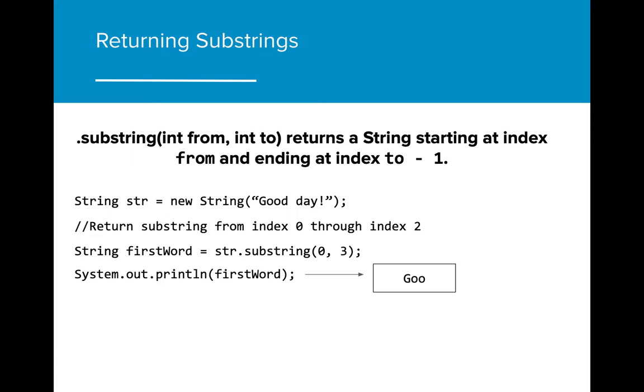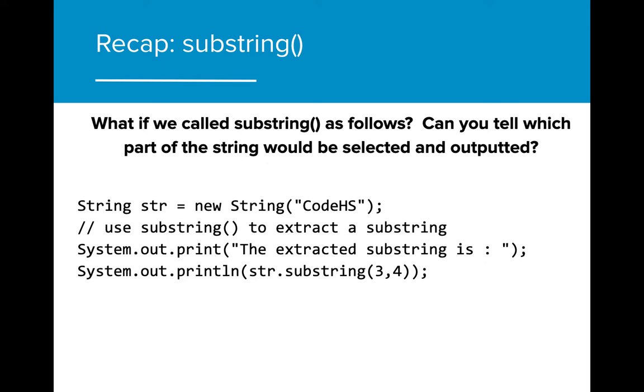The substring method returns a string starting at index from and ending at index to minus 1. In this example, substring 0, 3 of "good day" would return the value "goo". Let's do a practice problem refresher. What would be the output for this program? The correct output here would be E. Did you get that correct? Let's break down how we got this answer.